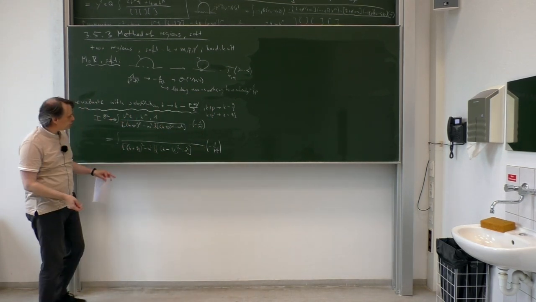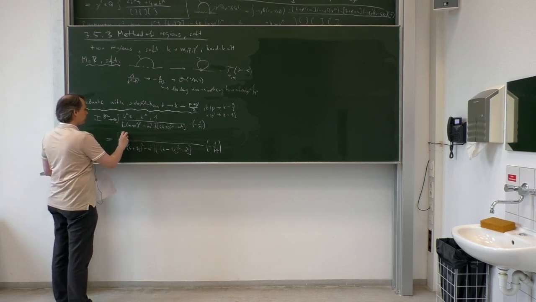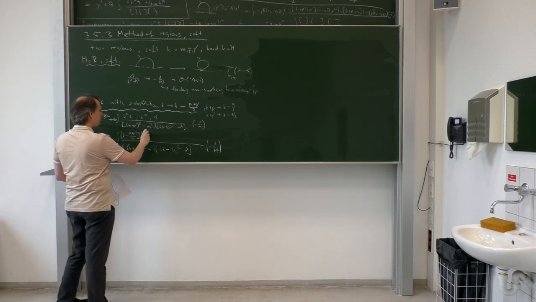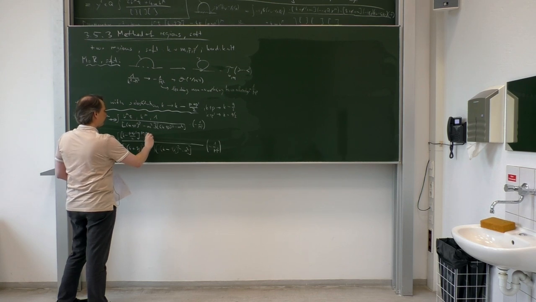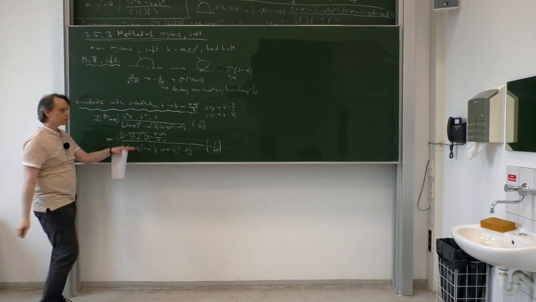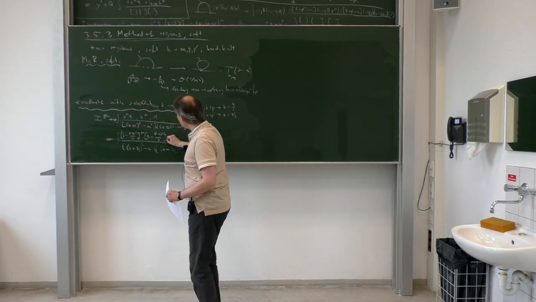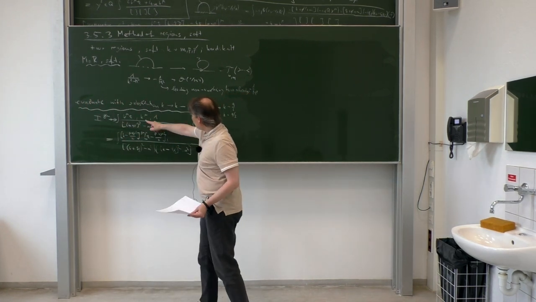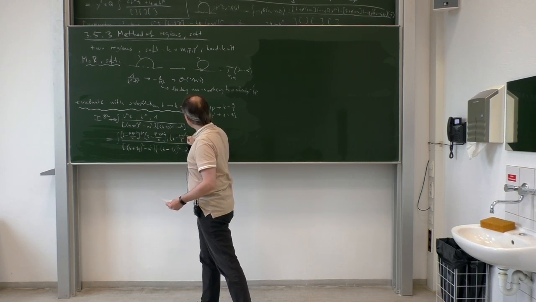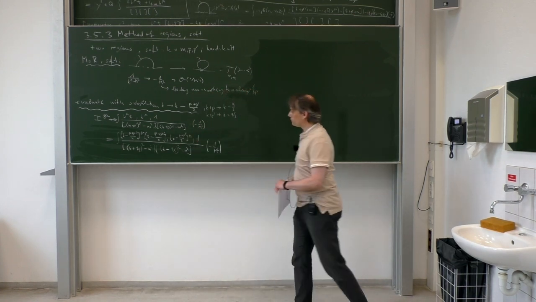And in the numerator, of course, we also have to use the substitution. And then we have here k minus (p plus p prime) over 2 with Lorentz index mu times k slash minus (p slash plus p prime slash) over 2. So that is the first numerator. Looks very horrible, but is actually quite easy to deal with. Then k mu becomes k minus (p plus p prime) over 2 mu. And the 1, of course, remains 1.